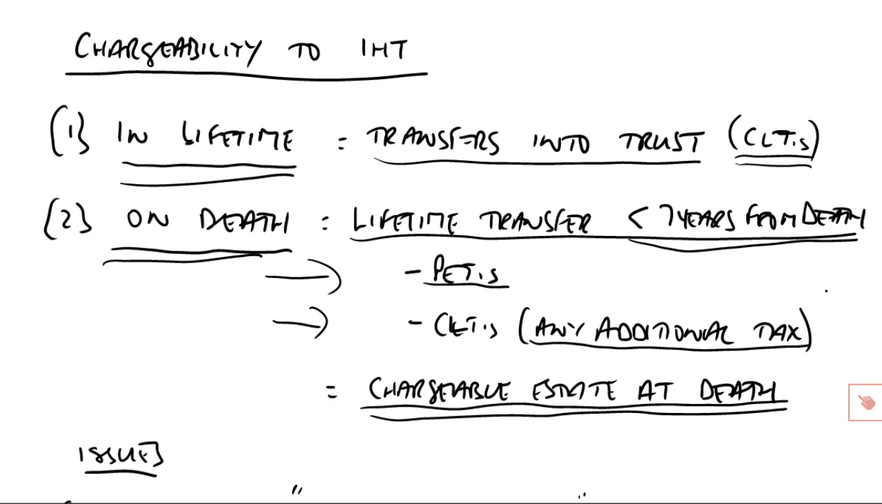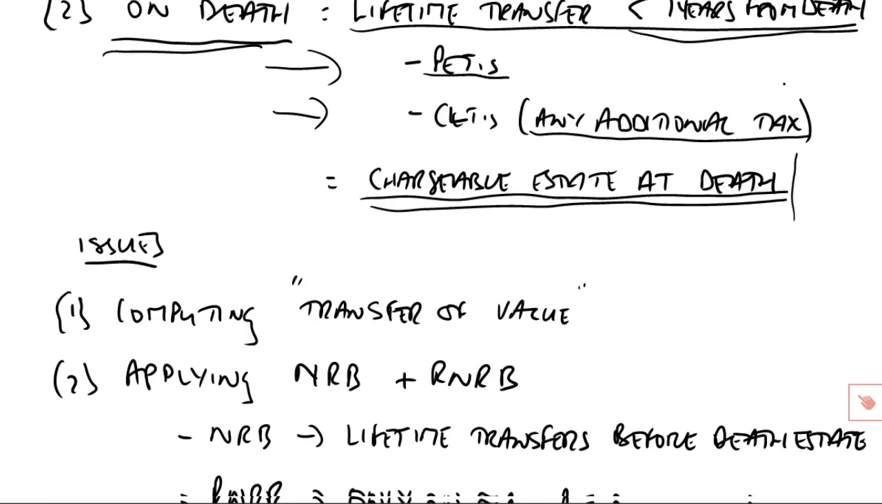Okay, so on death, therefore, chargeable estate at death, easy to compute. It's basically a listing exercise, but before taxing the content of the chargeable estate at death, we must firstly deal with the transfers made in lifetime within the 7 years before death, PETs becoming chargeable for one and only time, CLTs potentially becoming chargeable for a second time.